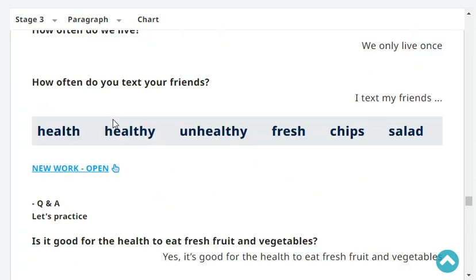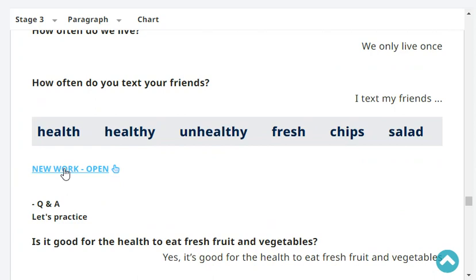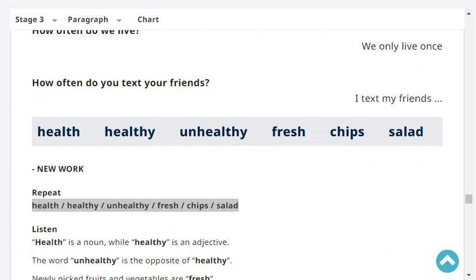Let's repeat. Health, healthy, unhealthy, fresh, chips, salad. Very good. Okay, listen.